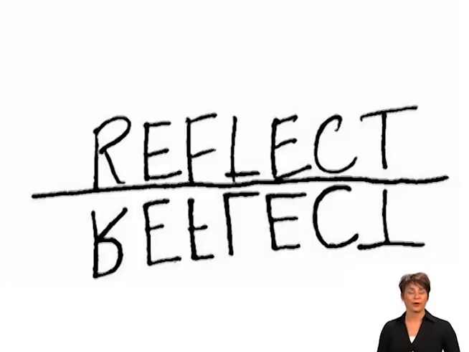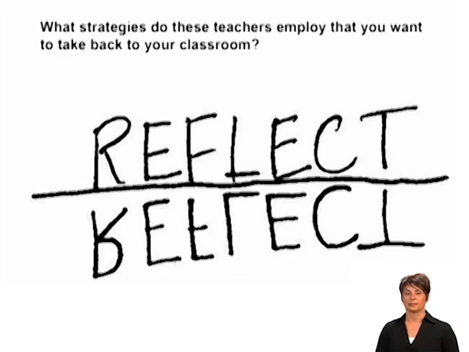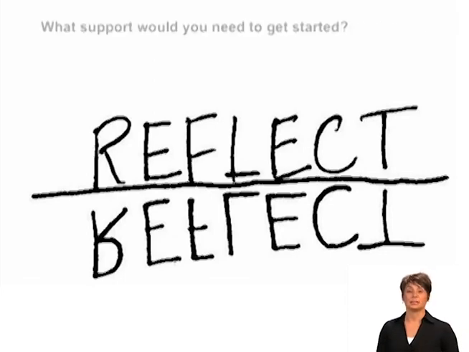Can you see how the organization of their classroom supported their ability to manage their classroom during work time? Now that you've had the chance to see work time in action, get out your workbook and take a minute to jot down some of the things you've observed in action. Once you have recorded what you've seen, answer the following questions. What strategies do these teachers employ that you want to take back to your classroom? What support would you need to get started?